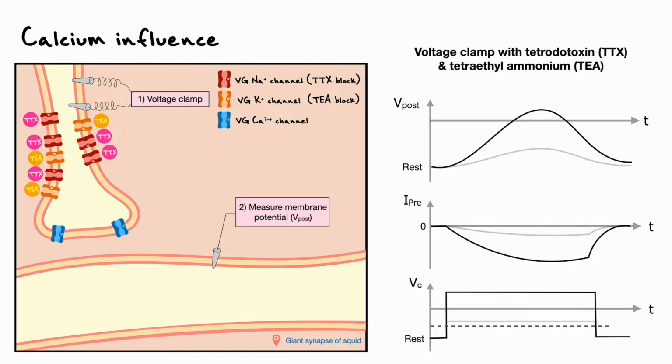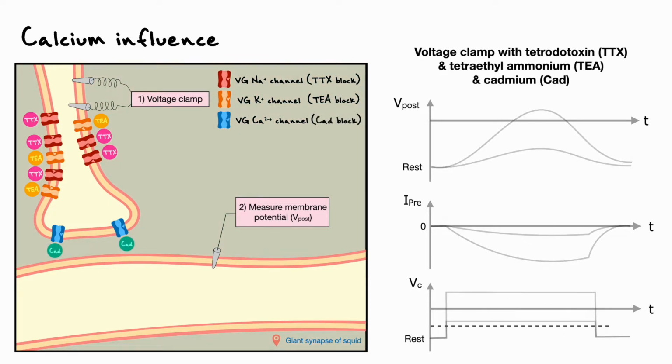The results also show that voltage-gated calcium channels do not inactivate like voltage-gated sodium channels and stay open as long as the depolarization persists. When a calcium channel blocker such as cadmium is introduced in the system, the presynaptic current and postsynaptic depolarization are blocked.